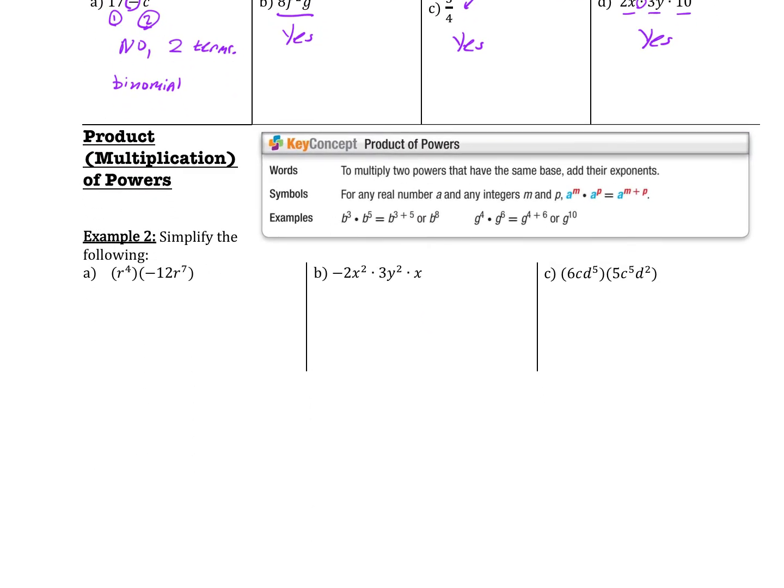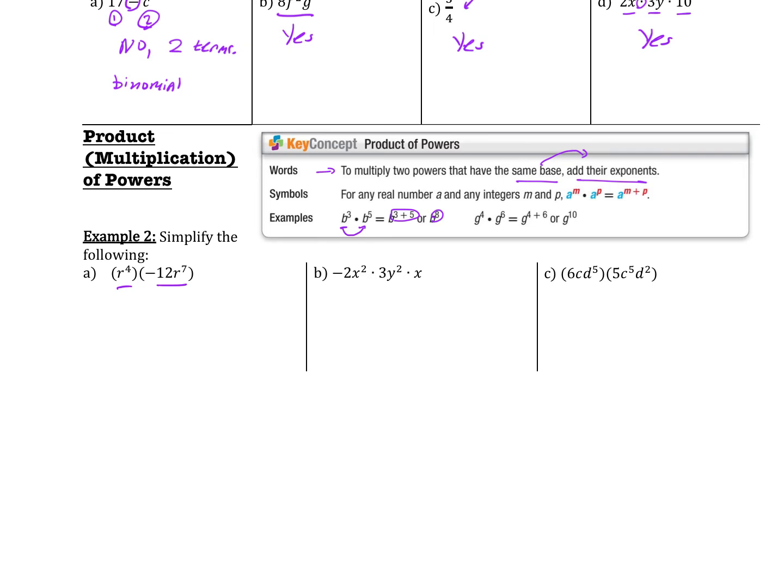All right. Product of powers. So that means we're going to actually multiply some of these things out. It gives you the example here in words. Multiply 2 powers that have the same base. If you have the same base, then you're going to add the exponents. If you don't, then you just write them next to each other. So you have b to the third times b to the fifth, so they're both base b, and you can add them up.